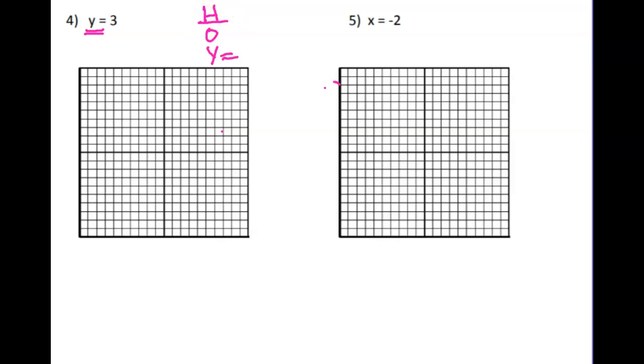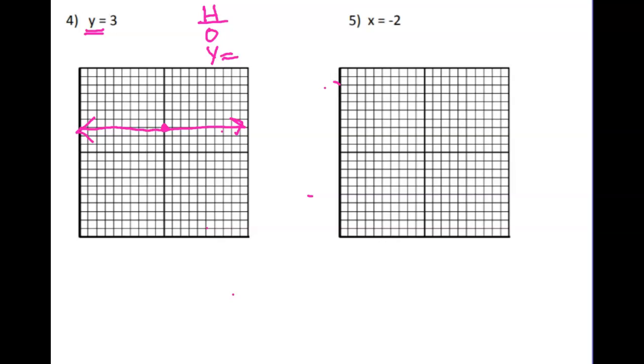Okay, so y equals 3, I just identify 1, 2, 3, the point (0, 3), which is on the y-axis, and I make a horizontal line. So in this special case, you only need 1 point to make the line. Okay, and then you have an infinite number of points on that line.